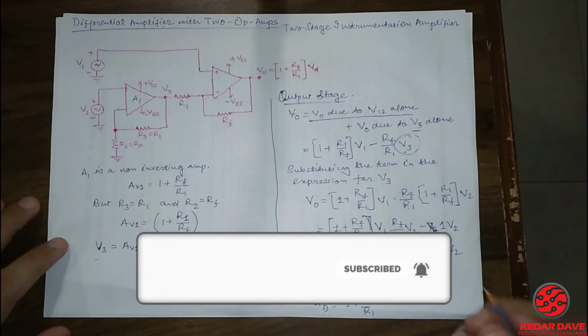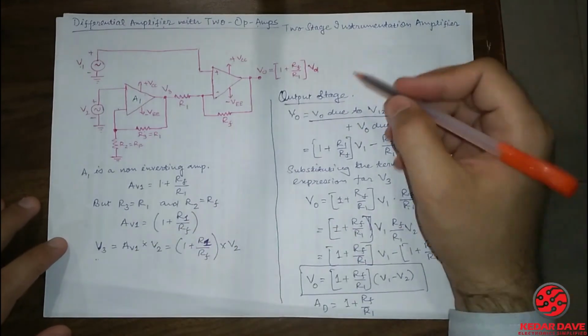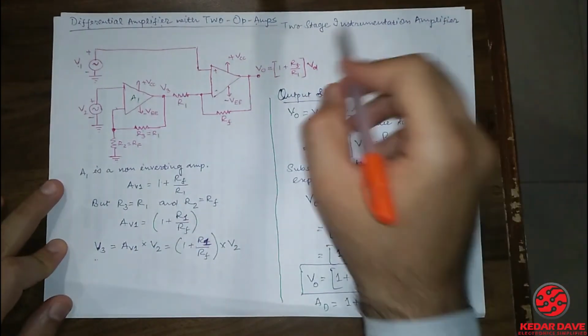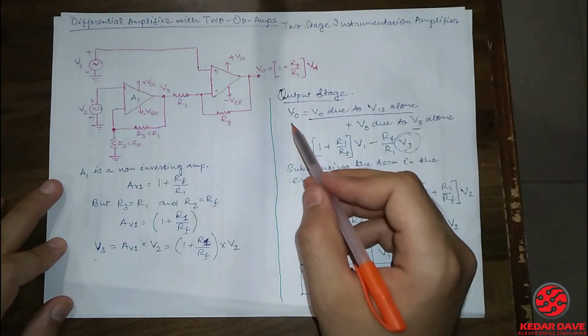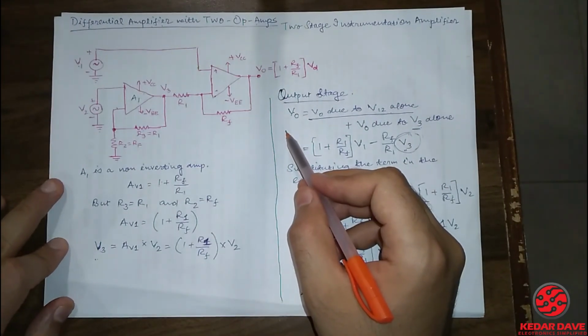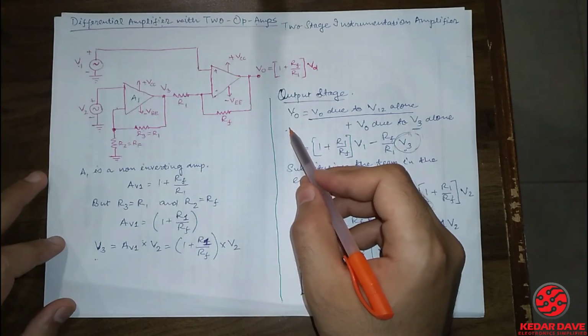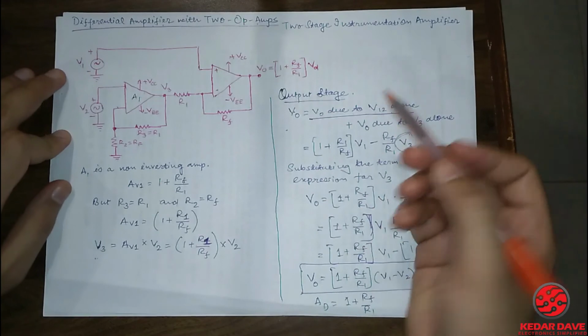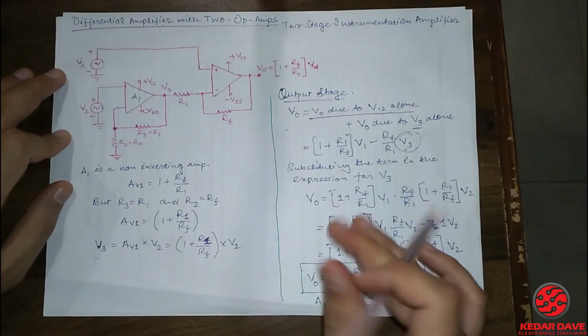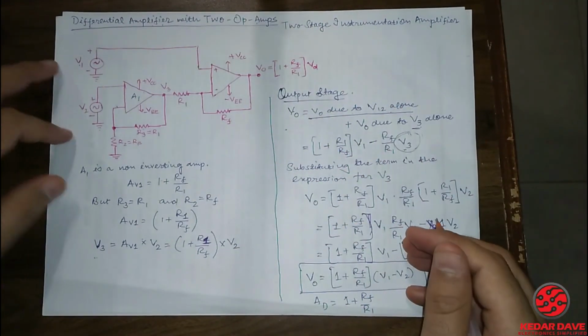So that's all for the differential amplifier with two op-amps, or we can say the two-stage instrumentation amplifier. I hope all of you understood how it can be done, and how this term can be mathematically expressed. Thank you.